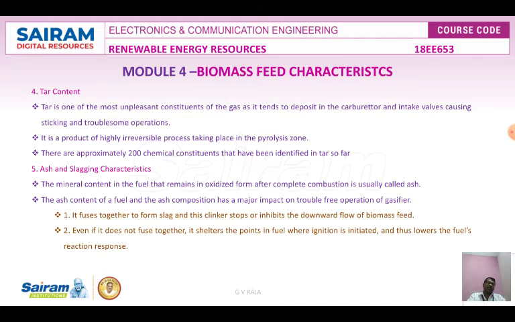If we are using liquid, we get this there. Even in gas it can come. So we have to remove the tar or burn it in the gasifier properly. Research work is going on for this process.